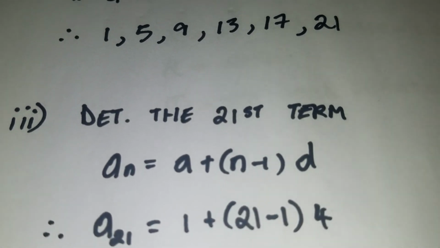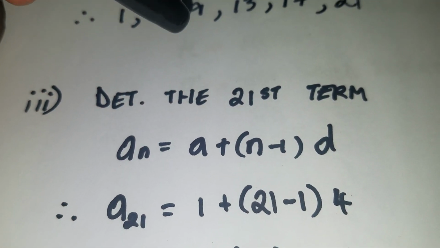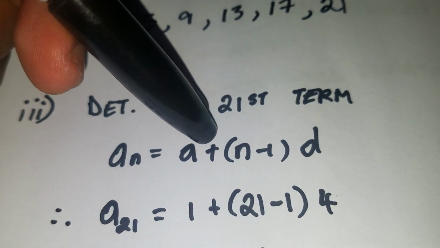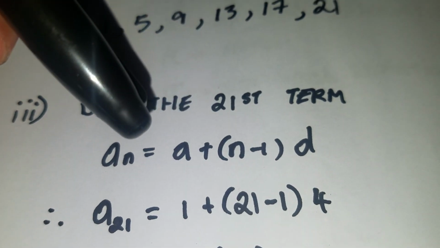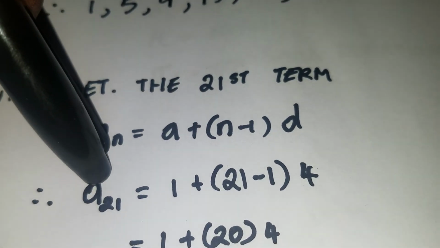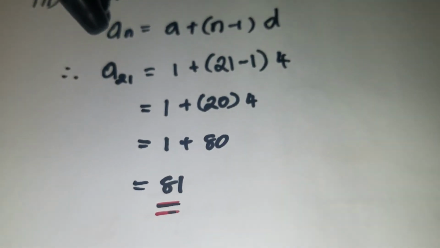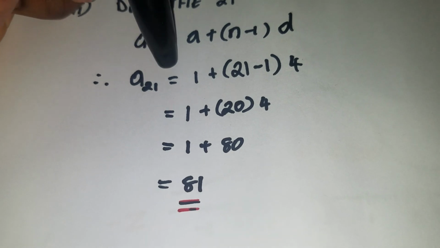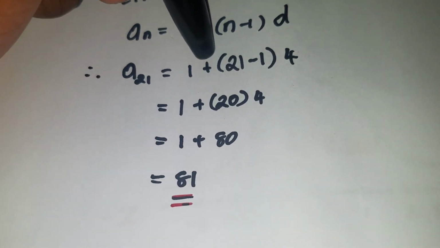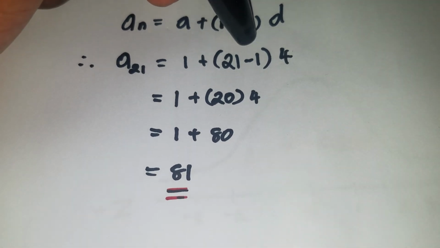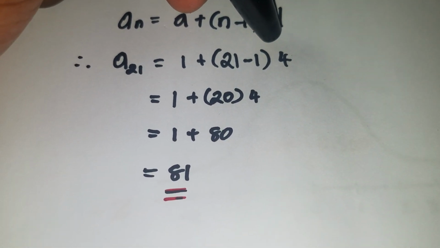Now part 3 says determine the 21st term. Now to determine the nth term of any AP series, we use the formula AN equal to A plus N minus 1 times D. And AN would be A21 because we're dealing with the 21st term. So as we can see here, the 21st term must be equal to the first term 1 plus n, which would be 21, minus 1 times d, which would be 4.